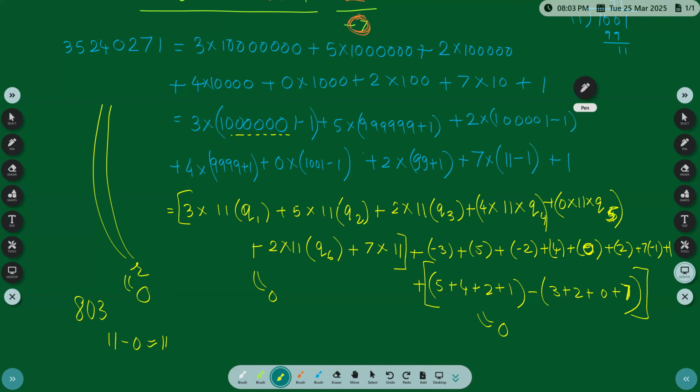Sir, how does the first bracket become 0? 3 into 11 of quotient plus 5 into 11 of quotient 2, so the first bracket is not 0. Sorry, arrow. It is leaving remainder 0, not equal to 0. It is leaving remainder 0. Okay. Got it, sir.